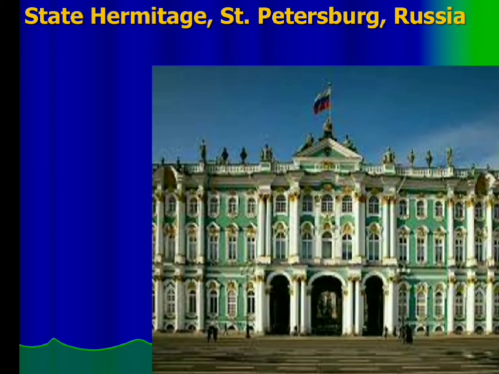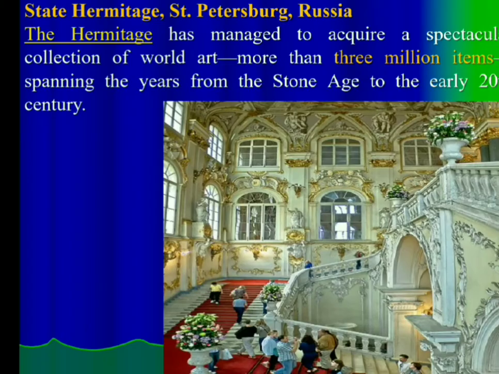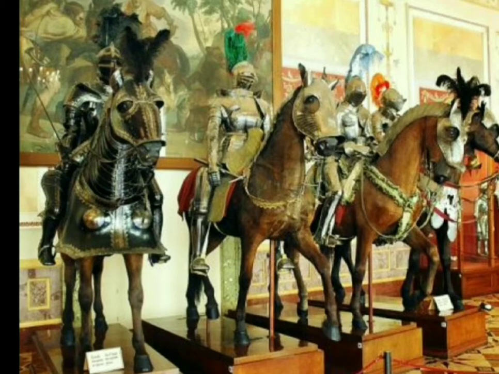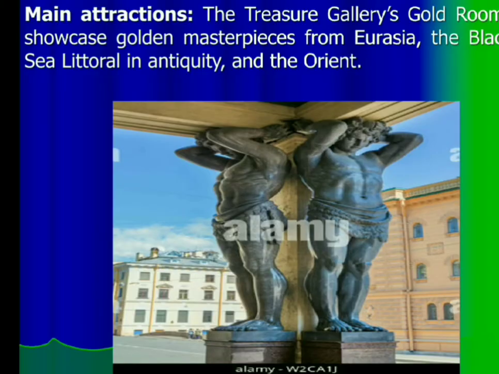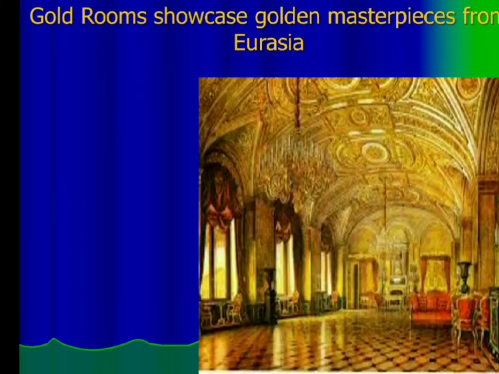The next world-famous museum is the State Hermitage in St. Petersburg in Russia. It was very famous during USSR time, and it is still famous for its rich collections. The main attractions can be described as follows. The treasure gallery is the gold room. One of them, you can see on the screen, the gold room, showcases golden masterpieces from Eurasia.